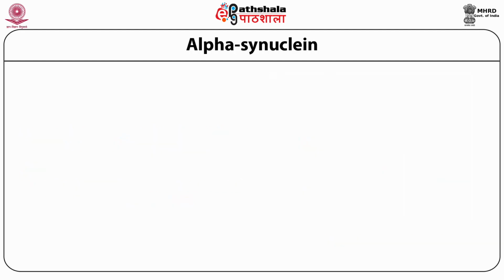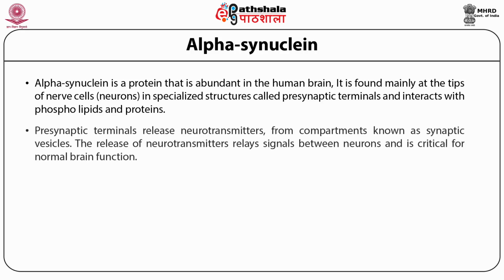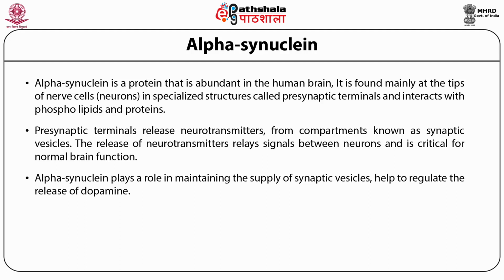Another protein which is responsible for Parkinson's disease is alpha-synuclein. It is a protein that is abundant in the human brain. It is found mainly at the tips of nerve cells in specialized structures called presynaptic terminals, and interacts with phospholipids and proteins. Presynaptic terminals release neurotransmitters from compartments known as synaptic vesicles. The release of neurotransmitters relays signals between neurons, and it is critical for normal brain function. Alpha-synuclein plays a role in maintaining the supply of synaptic vesicles and helps to regulate the release of dopamine.